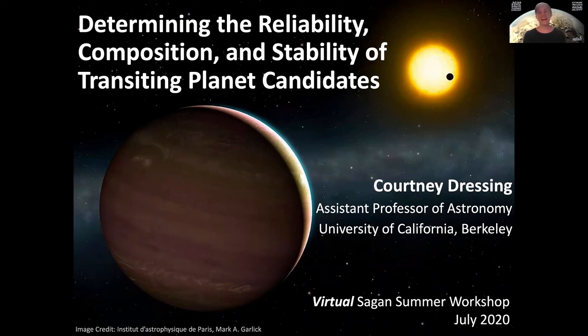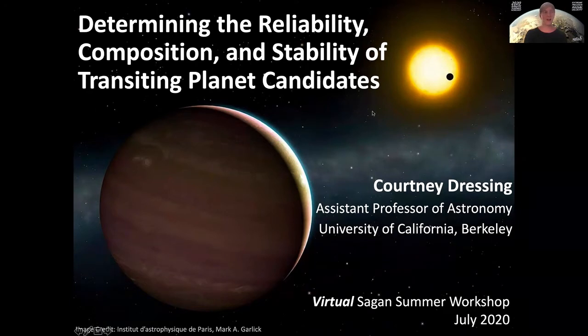Hi everyone, I'm Courtney Dressing. I'm an assistant professor of astronomy at the University of California, Berkeley. I wish I could be with you in Pasadena, California for the Sagan Summer Workshop, but I'm excited to be with you virtually to tell you about how we determine the reliability, composition, and stability of transiting planet candidates.